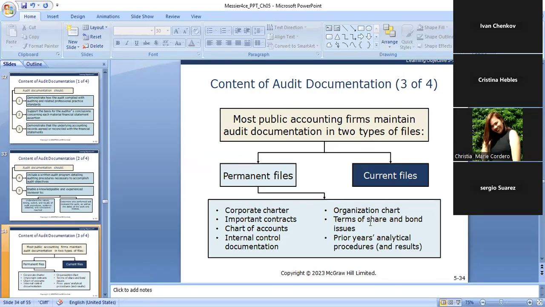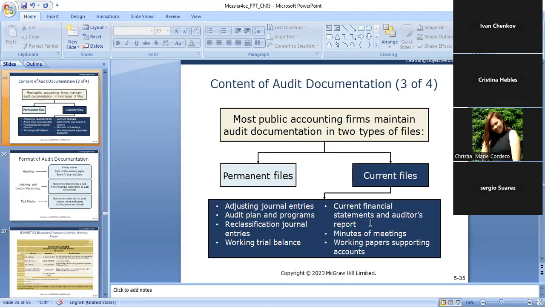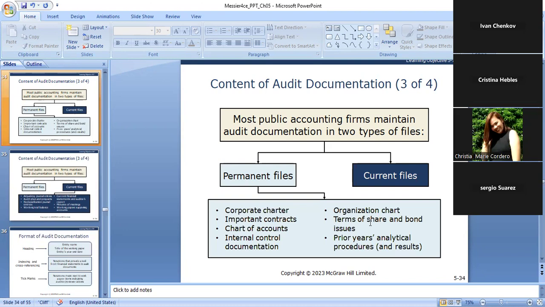Chart of accounts, internal control documents, organization chart, terms of shares and bonds issued. So basically you're chasing where the long-term capital comes from, and prior year analytical procedures. Now, if it's a first-time client, then the last one is going to disappear, or you can ask the previous auditor. Those are the permanent files about the business. So you can see those are more general files.